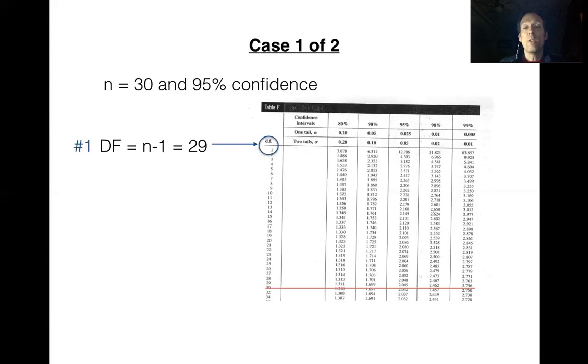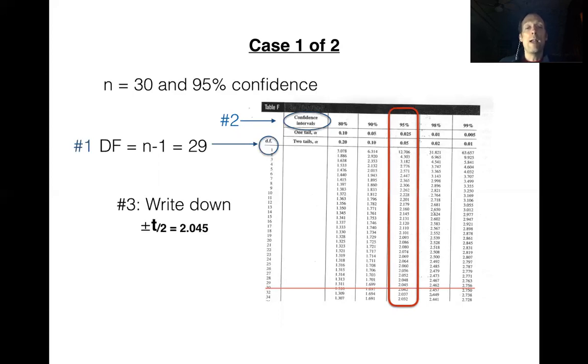I'm going to then bring my confidence level into the picture. I've got 95% confidence, so I'm going to go into that top row where it says confidence level, and I'm going to find the column corresponding to 95% confidence. I'm going to find out where the column intercepts the row, and I'm going to write down that value, 2.045.